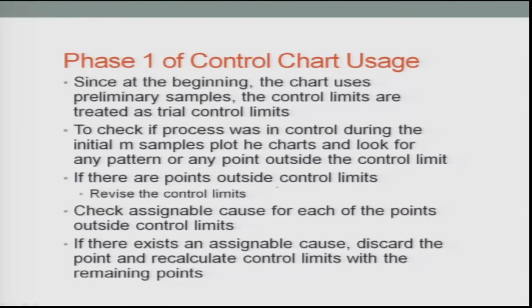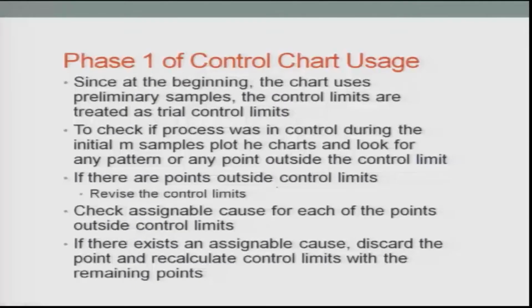Now, we will consider Phase 1 of the overall process of the control charts. Since at the beginning the charts use preliminary samples, the control limits are treated as trial control limits, which will be finalized later on. To check if the process was in control during the initial m samples, plot the charts and look for any pattern or any points which are outside the control limits. There has to be some stabilization of the process, so you will continue taking the observations and plotting them. Once the variations become stable, you will be able to proceed with the calculations.